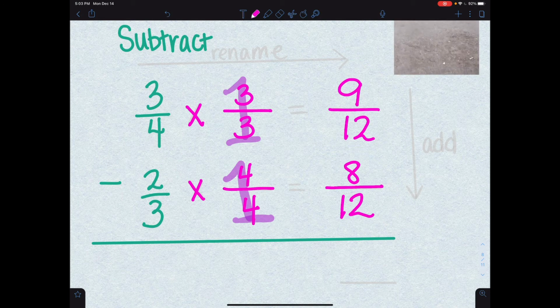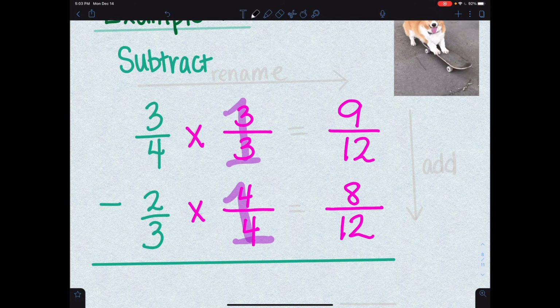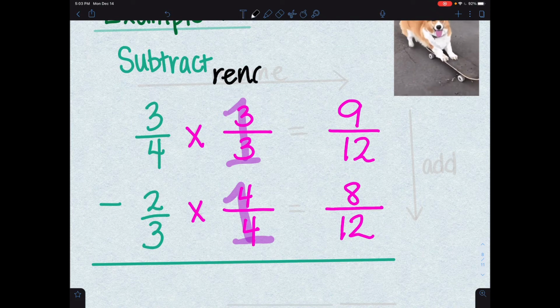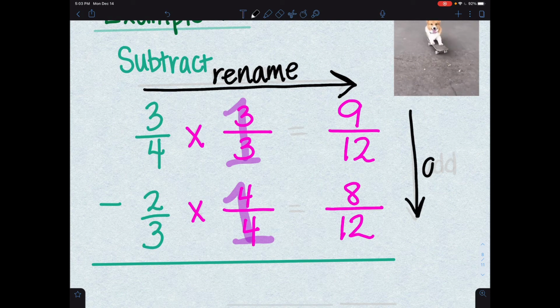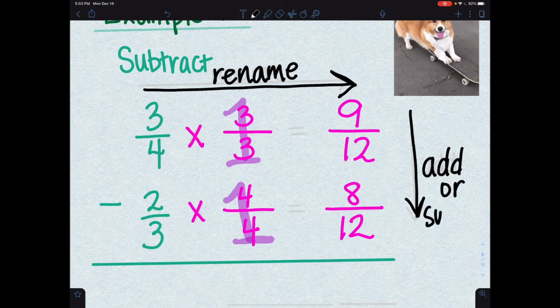So what did we do in that process? I think you can see that that whole part was just to rename. We got to rename fractions before we add or subtract them. But now that I've renamed them, and they have the same denominator, we can just go down and add them. In this case, we're going to subtract.